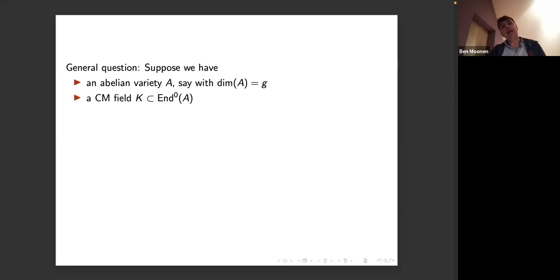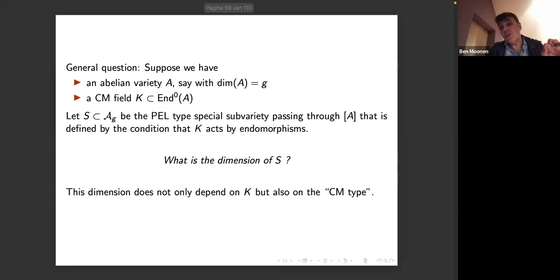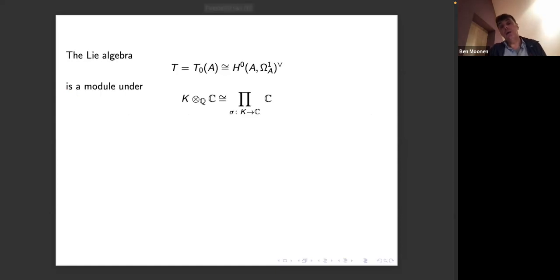Now you should know one thing, and let me just pose it in a general setting. Suppose I give you an abelian variety and a certain CM field which acts on it. I want to look at the PEL type special subvariety that this defines, and I want to calculate its dimension. How do you do that? The remark is that this doesn't just depend on the CM field, but you also have to look at the corresponding CM type. And here's what you do. You look at your abelian variety, you look at the Lie algebra, so the tangent space at the origin. Well, that becomes a module under your field tensor over Q with the complex numbers.